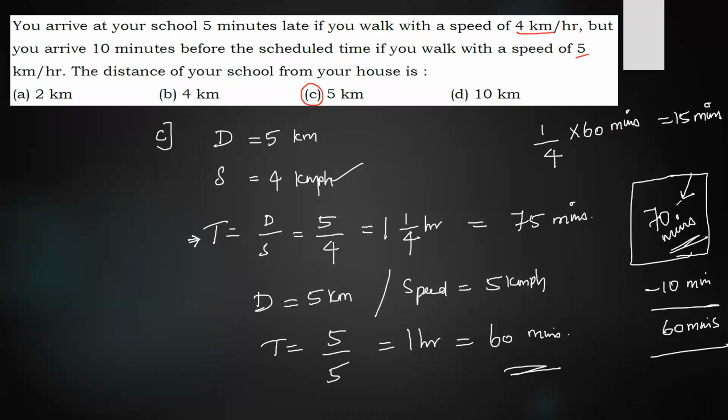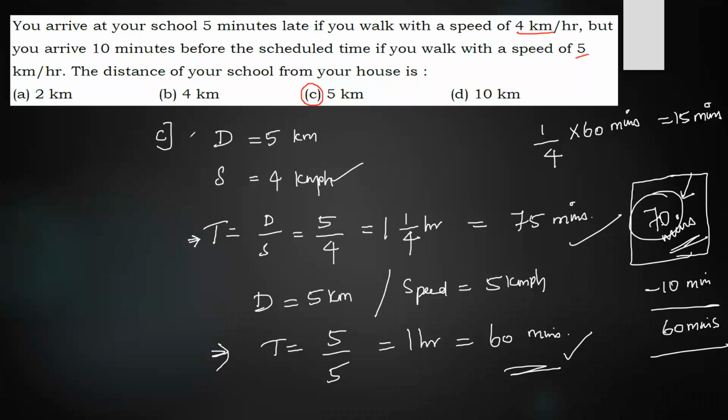Right? So if my correct time is 70, we walk at 4 kilometers per hour, 5 minutes late. We walk at 5 kilometers per hour, 10 minutes earlier. So instead of 70, I went in 60 minutes, right? So 10 minutes earlier. So this is from the option method. My option is right.